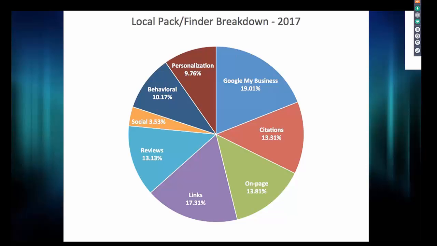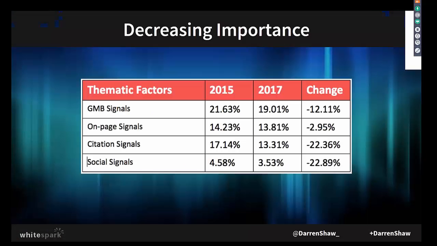And so this is just sort of showing you the general stuff that makes up a ranking on Google. If you want to rank in the local pack, you've got to invest in your Google My Business. You've got to have citations. You've got to be working on your on-page, your links, your reviews, etc. And these are all the things that are going into the rankings in the local pack and finder.